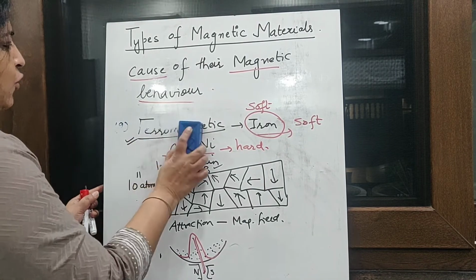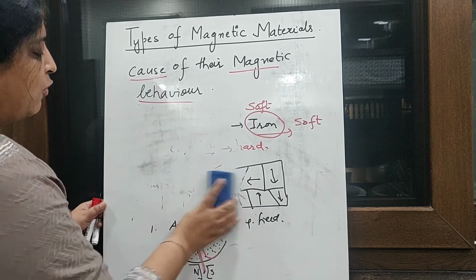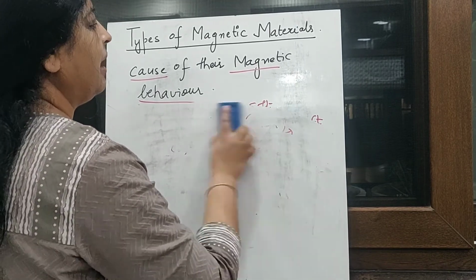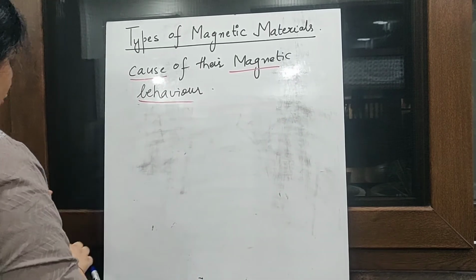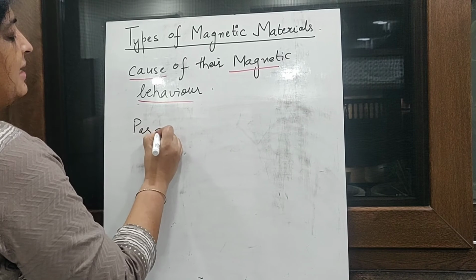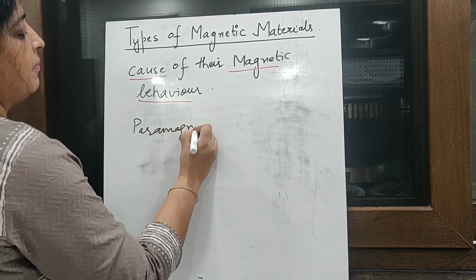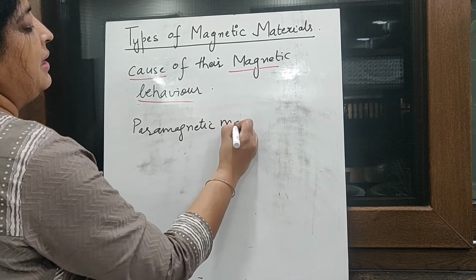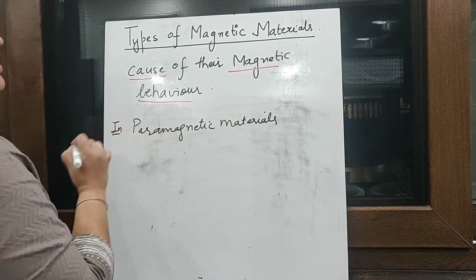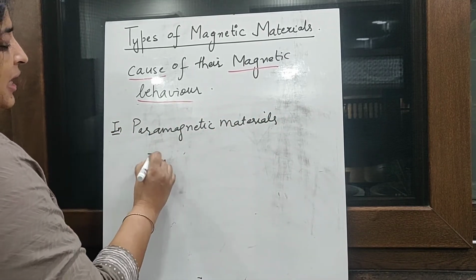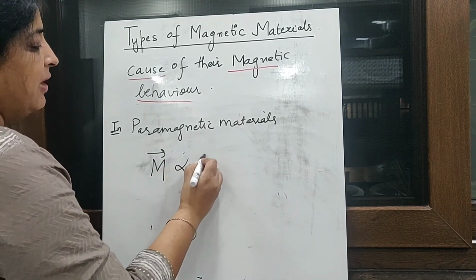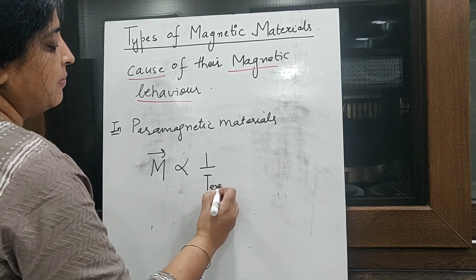Now, since you have done the para and ferro type materials, there is one very important thing about these two which I am writing over here. In paramagnetic materials, the magnetic moment that is developed in the sample is inversely related to its temperature.